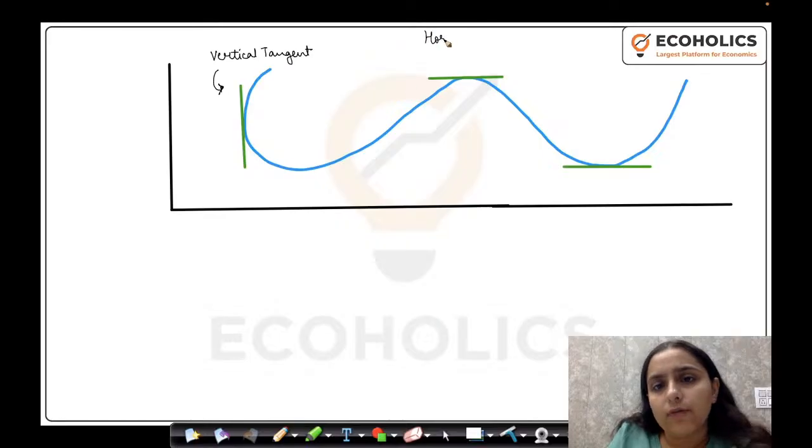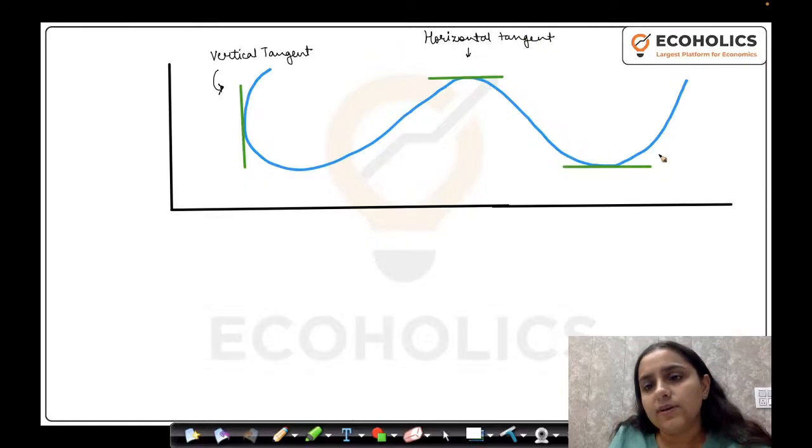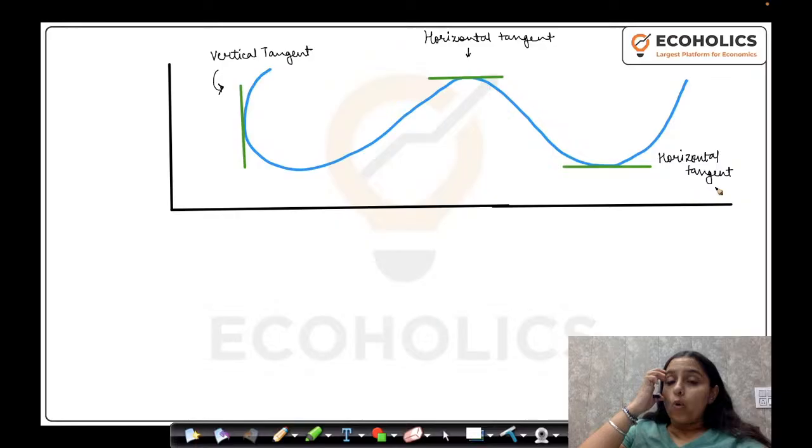यहाँ पे I have horizontal tangent. Here as well, I have horizontal tangent. Now, what do we mean by slope?